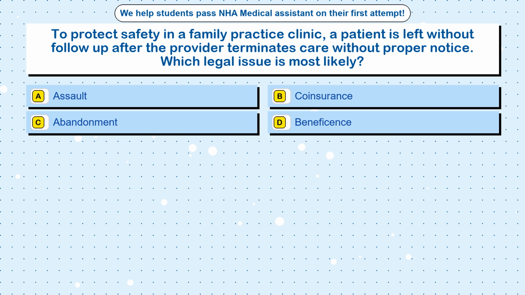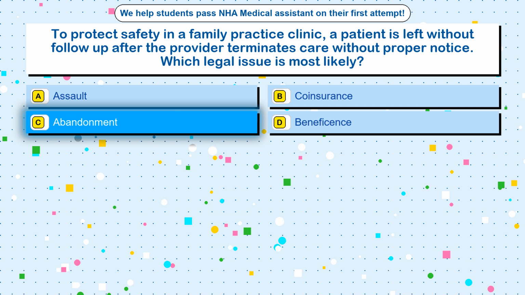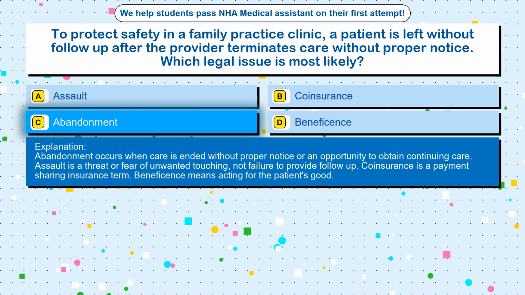Which legal issue is most likely? Option A, assault. Option B, coinsurance. Option C, abandonment. Option D, beneficence. The correct answer is option C, abandonment. Abandonment occurs when care is ended without proper notice or an opportunity to obtain continuing care. Assault is a threat or fear of unwanted touching, not failure to provide follow-up. Coinsurance is a payment-sharing insurance term. Beneficence means acting for the patient's good.